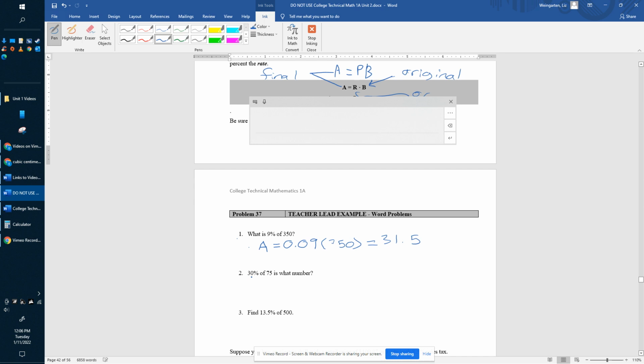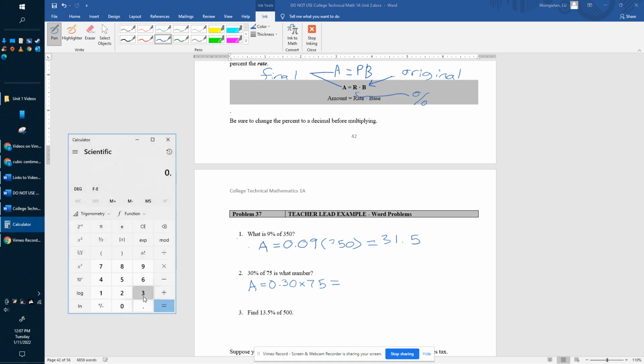Another way to write the same question, or a similar question: 30% of 75 is what number? So our base is 75. We're trying to figure out what 30% of it is. So A equals, again, write your percent as a decimal. So what's 30% times 75? 22.5.